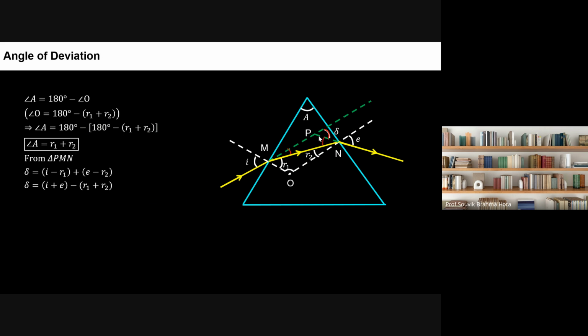Now this delta is equal to I plus E. Why have we rearranged it? Because I and this E we have taken in one bracket, and then minus R1 minus R2 is nothing but minus R1 plus R2. So then R1 plus R2 is already A. We know this. So we can replace it there. So delta is equal to I plus E minus A.